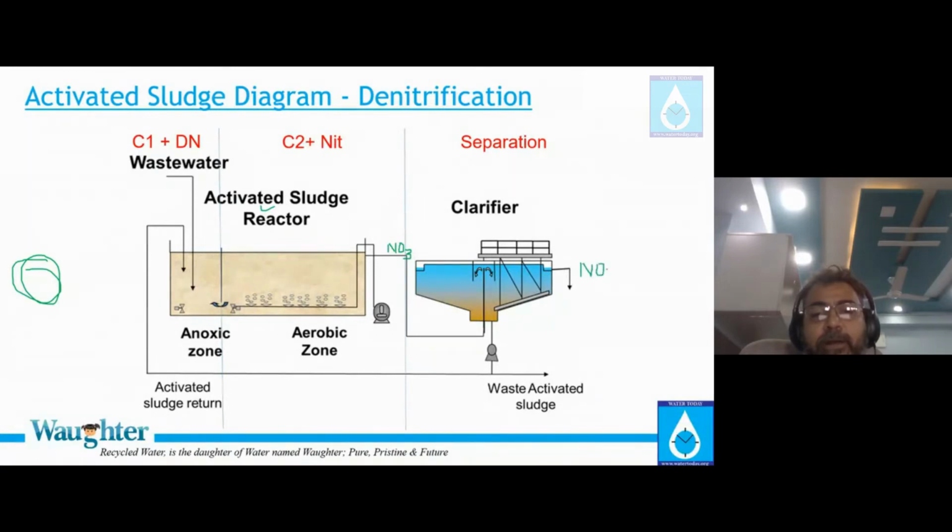Let's imagine the nitrate going out here is 15, and you do not like 15 nitrate. You want it to be less than 15. So what you do, you take the sludge and water which is going from here, and you put it into this particular area. And here you stop oxygen, no oxygen here. So you put a partition wall, and it becomes an anoxic zone.